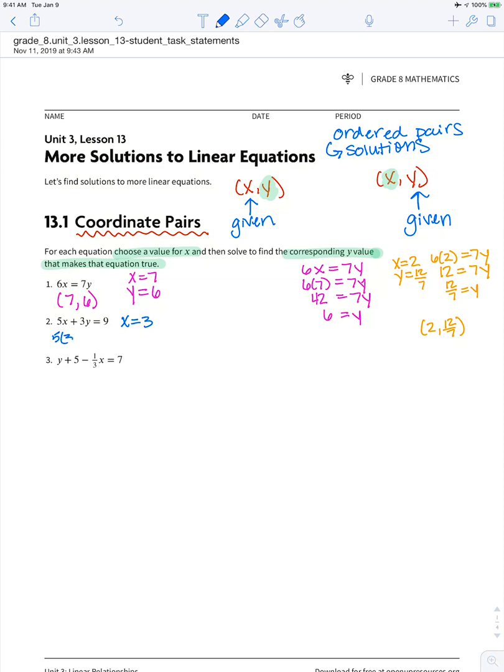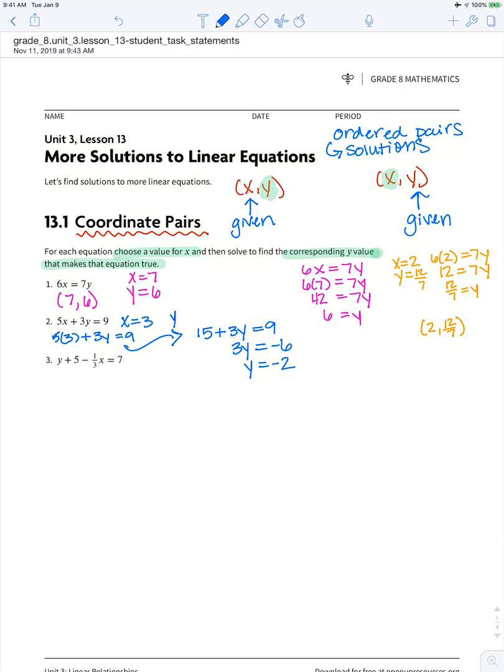So I have 5 times 3 plus 3Y has to equal 9. So I have 5 times 3, I'll write it over here, is 15 plus 3Y is equal to 9. And then I'm going to subtract 15 from both sides in my head. So 3Y has to be equal to negative 6, and then Y has to be equal to negative 2.